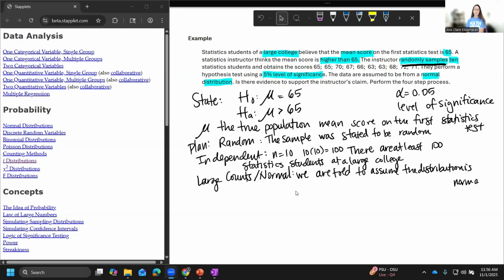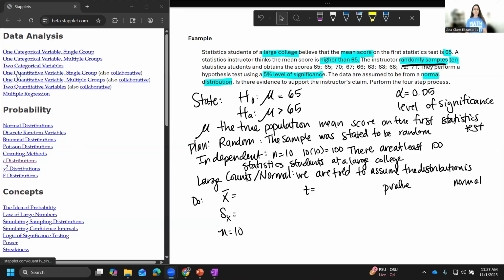So conditions are met, we can proceed. If conditions were not met, we would say conditions are not met, we're not going to proceed. So now we're going to run the numbers. And in order to do that, I need to know what the sample mean is, the sample standard deviation, and the sample size. I need to calculate my test statistic, and I need to calculate my p-value. And I'm going to enter the information into Stapplet, our free applet resource.